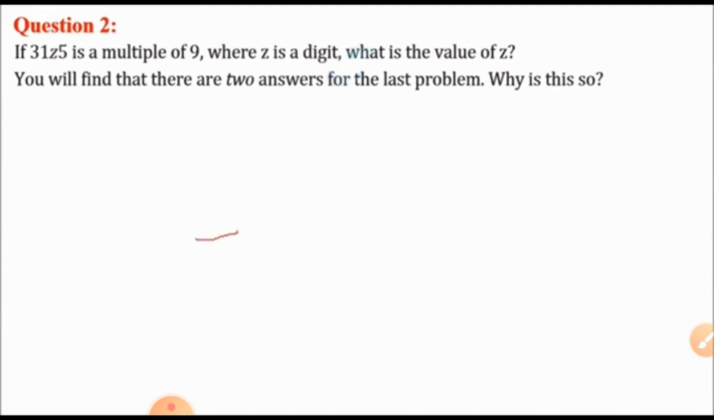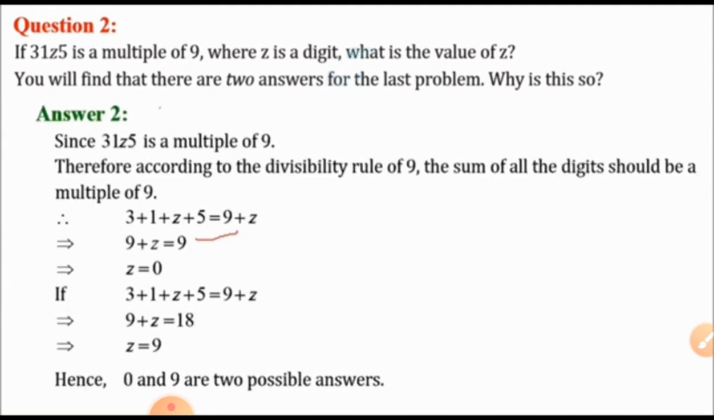If 31z is a multiple of 9, where z is a digit, what is the value of z? Again, same one. Add all the numbers. 7 plus 9 plus z. Put 0 in z, beta, then it will also work. Put 9 in z, then it is also possible.